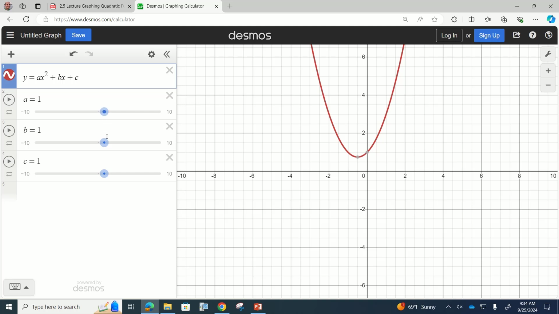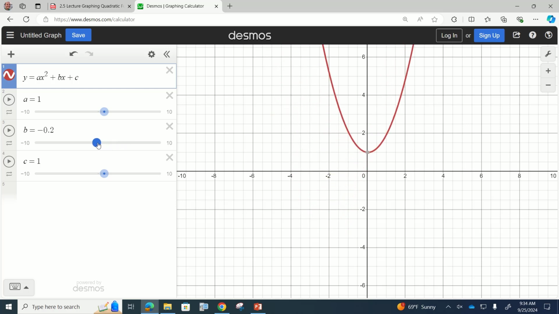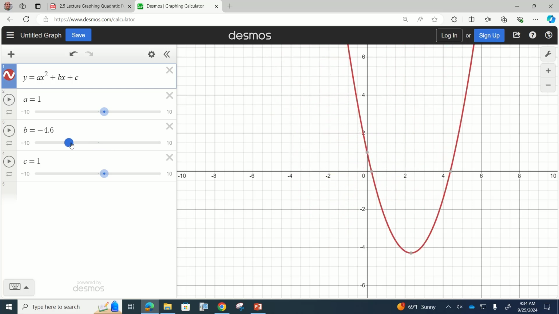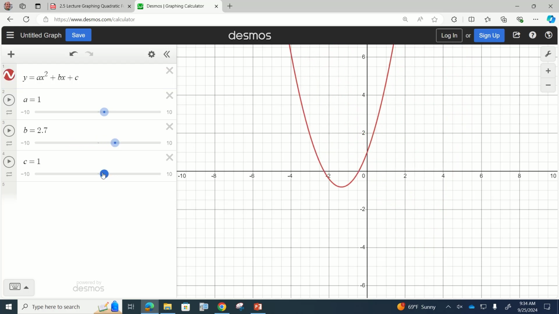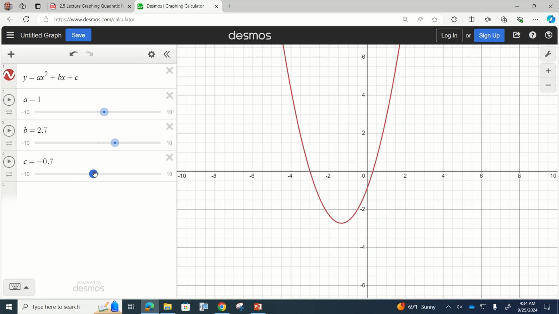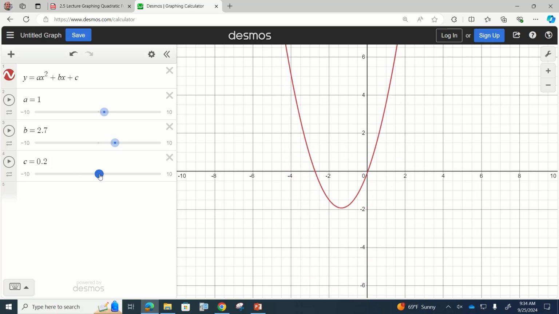What I would like you to do is spend a little bit of time seeing what happens to the graph if you just change these numbers. C, for example, is the y-intercept. So if you raise or lower the y-intercept, it's just going to move the shape up and down the graph, and that's the only thing it changes.